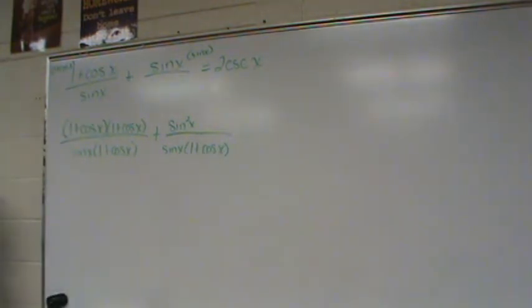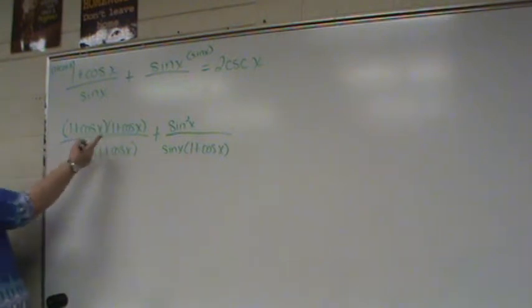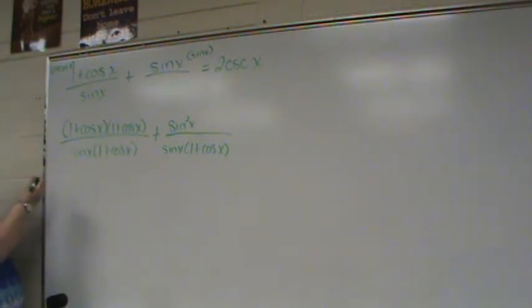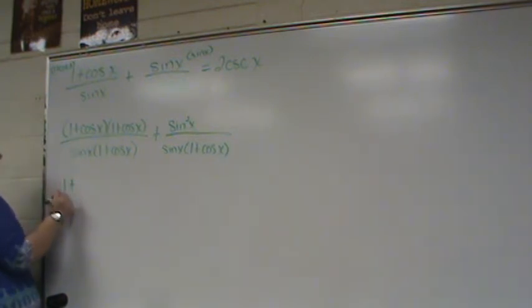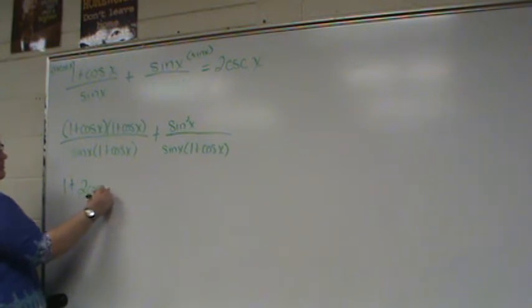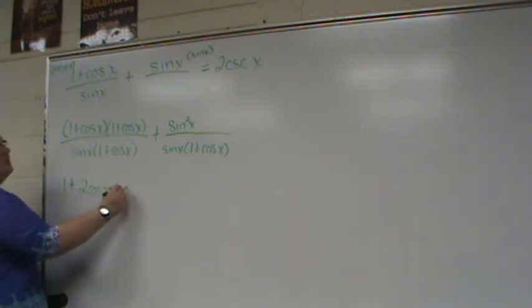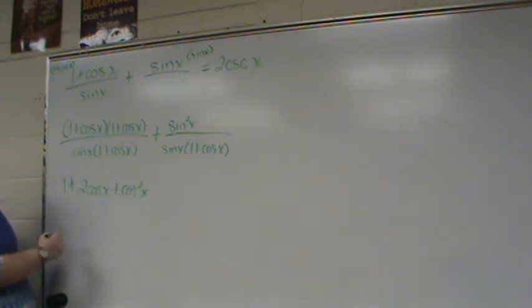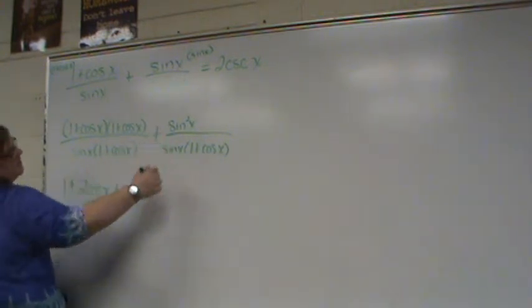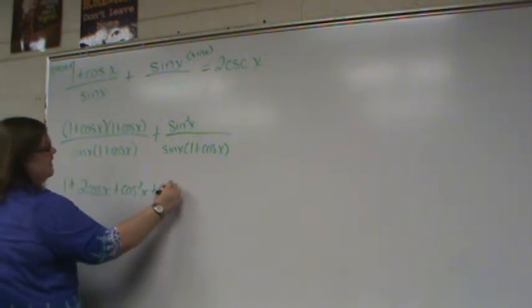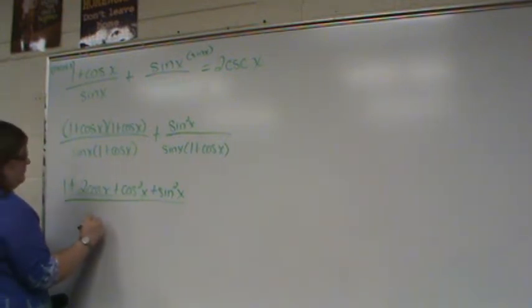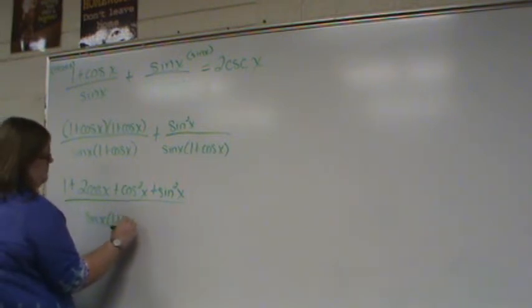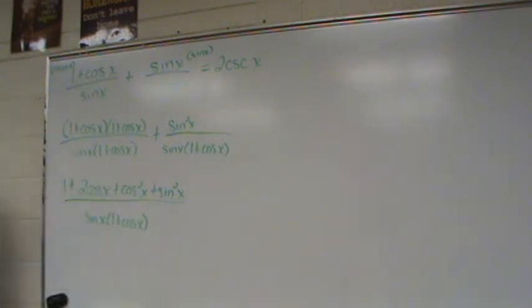So now you want to FOIL. So what do you get when you FOIL this? You get 1 plus 2 cosine x plus cosine squared x. And then, since we have common denominators, I'm just going to add our sine squared x on, so that we're all in one fraction now. What are you trying to get this to equal now? Oh, 2 cosecant x, I forgot because it's so far away. Okay.